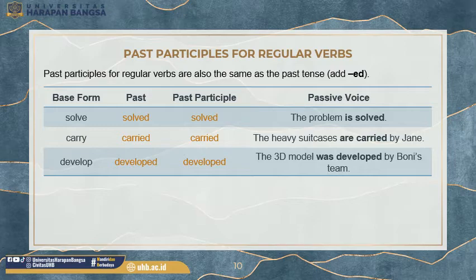Misalnya kita punya kata solve, solved, solved. Sama bentuk past dan past participle-nya. Carry menjadi carried, carried. Develop menjadi developed, developed. Bentuk past dengan past participle-nya sama untuk kata kerja beraturan. Jadi kita tinggal tambahkan d atau ed setelah kata kerja tersebut.